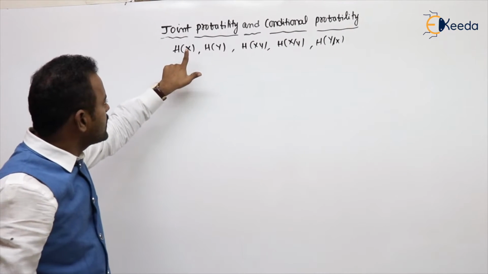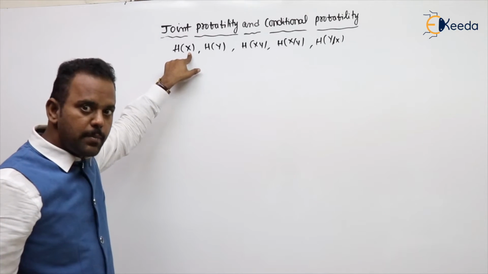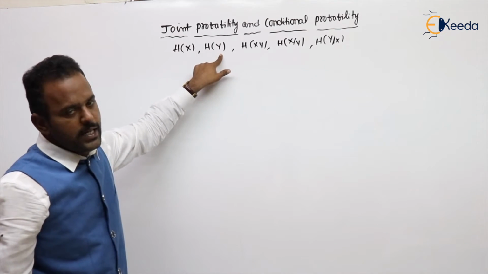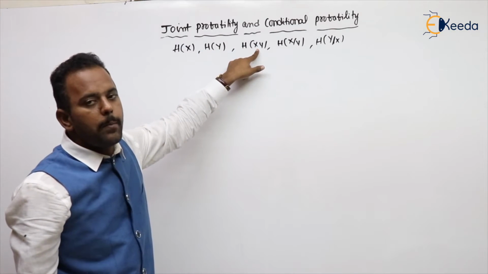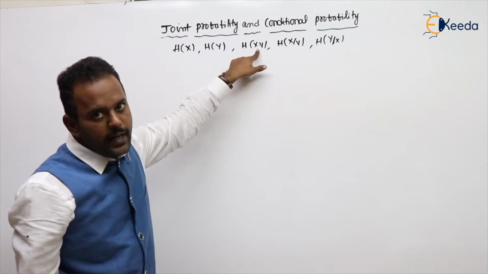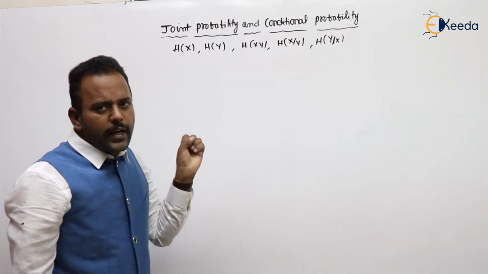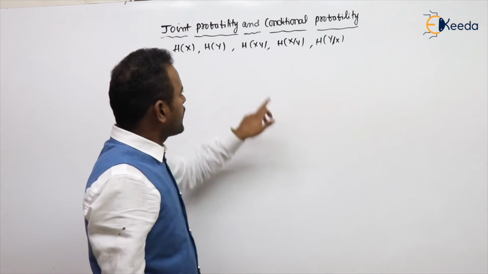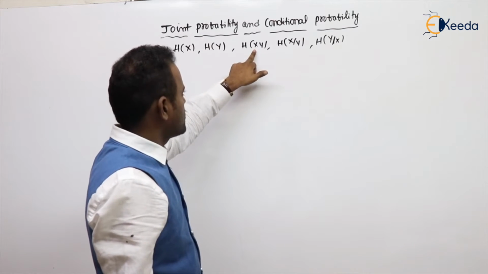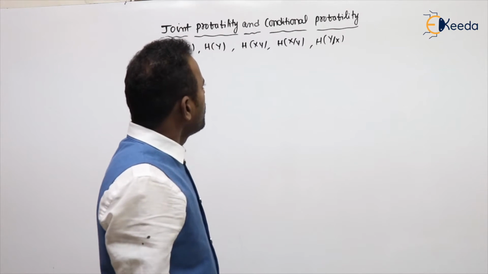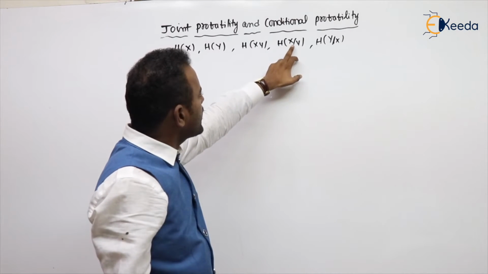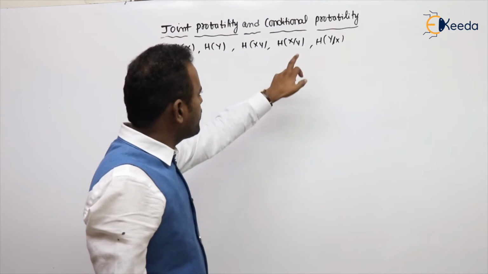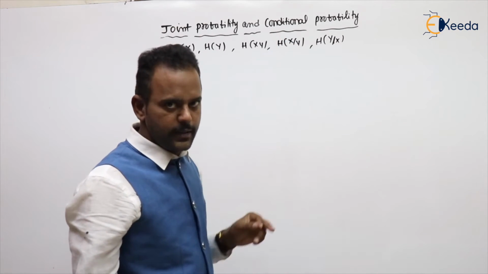H of x means average information per symbol at the transmitter, H of y means average information per symbol at the receiver, and H of x, y means average information per pair of the transmitter and the receiver. You can also call it the conditional probability of a whole communication system. Now, what is this H of x by y and H of y by x? You need to understand: the meaning of the denominator is that it is known first.